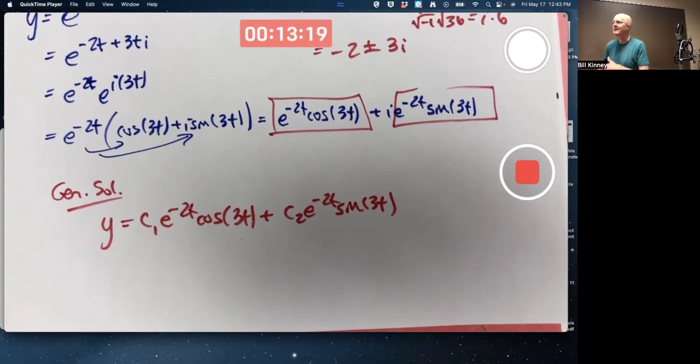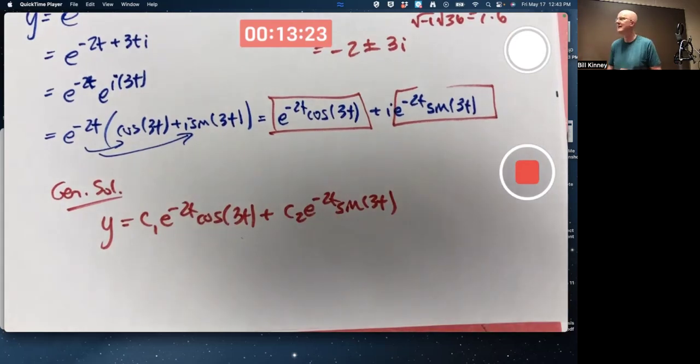The i, the imaginary unit, and the complex numbers were just to help me figure these things out. Not to actually use in the answer. Just to help me figure out the answer. It was just a tool.